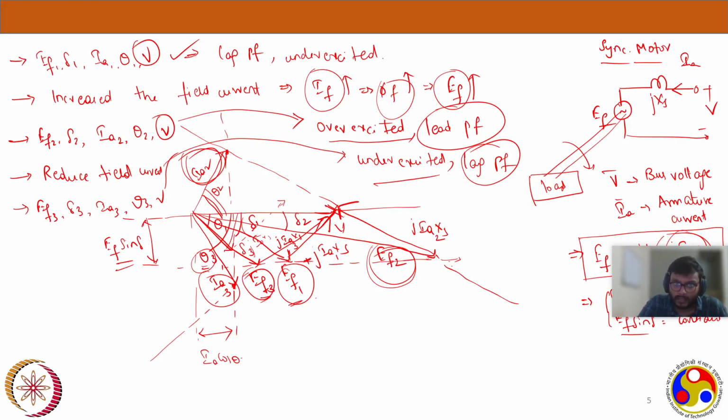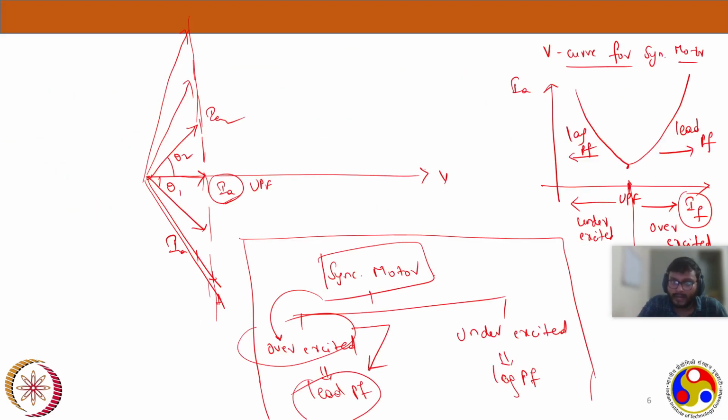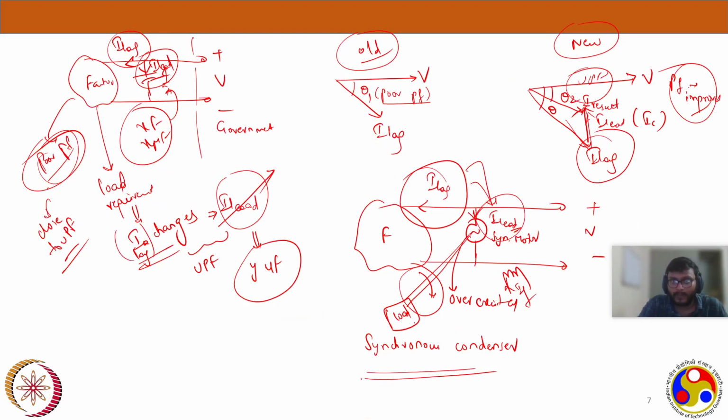Then we replicated the same analysis for the synchronous motor. We took the previous operating points, increased the field current, reduced the field current, and saw the phasor diagrams. We arrived at the same conclusions, and also the V curves, for the synchronous motor. After that we discussed the application, where we utilize this concept of improving the power factor. It is a very important concept for industries where most of the loads are lagging.